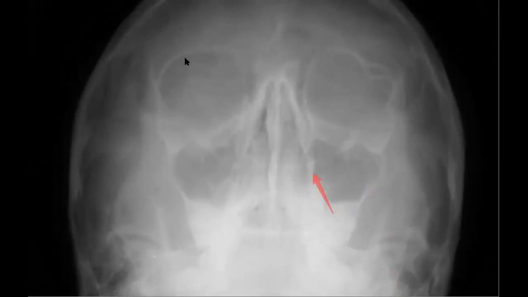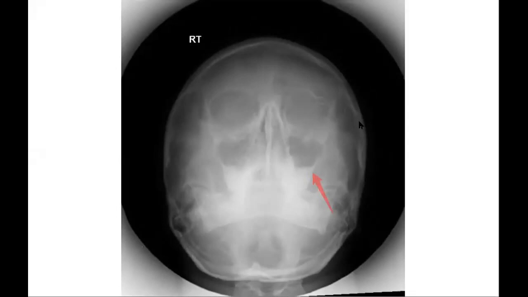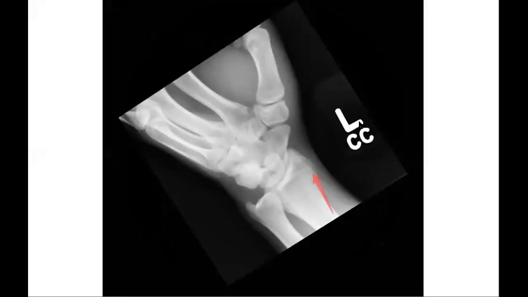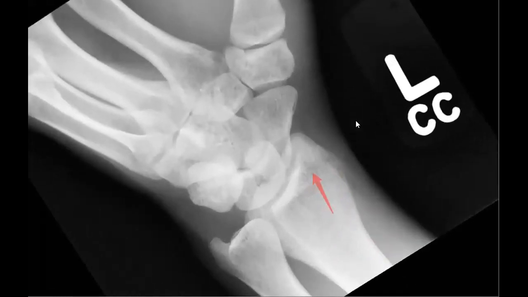The ring of the orbit should be clearly defined. Yes, so there is distortion here, so this means that there is supraorbital fracture, left supraorbital fracture. I will try to clear this annotation, okay, to not disturb you.